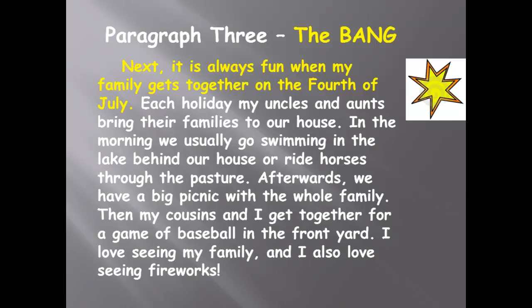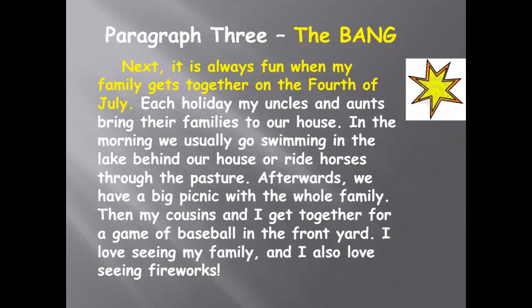So your paragraph 3, which is your second body paragraph, so don't get those confused. Third overall paragraph, but second body paragraph. You're going to talk about the bang. It's always fun when my family gets together on the 4th of July. Then he goes on and talks about which family members, what they do.